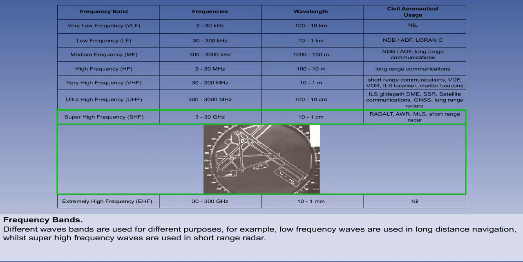At the other extreme of the frequency bands are super-high-frequency SHF transmissions with a frequency of between 3 and 30 gigahertz, that is, 30,000 million cycles per second. SHF radio waves are used in short-range radars, such as airport vehicle and aircraft ground movements. They have a wavelength of between 1 and 10 centimeters.